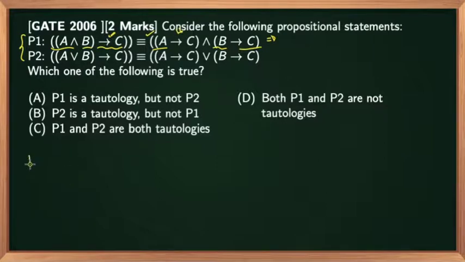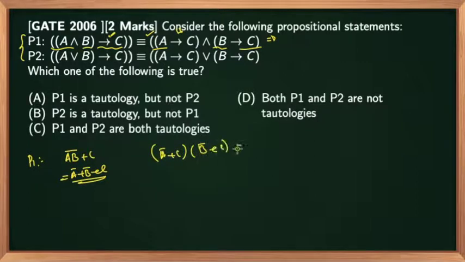Now let's take the statement P1. P1 is saying A and B implies C. That means (AB)' + C, right? So that's equal to A bar plus B bar plus C. And if you see the right hand side, that is (A bar plus C) into (B bar plus C), right? So that's equal to A bar B bar plus C, right? These two are not equal. So the P1 is not a tautology.